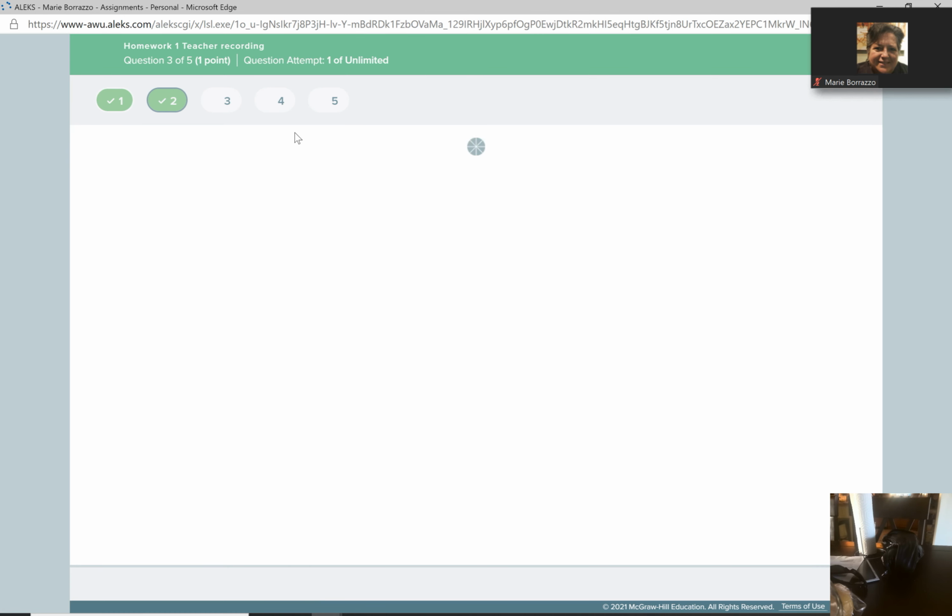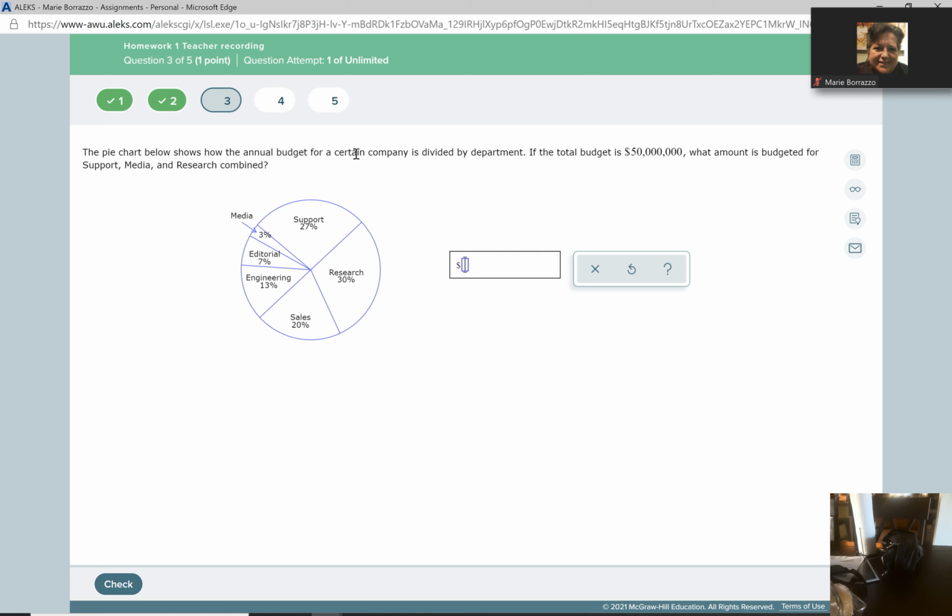Now we're looking at question 3. Okay, we're back to that pie. The pie chart below shows how the annual budget for a certain company is divided by department. So research department is 30%, sales is 20%, you get the idea. They're saying there's a total budget of $50 million, because we deal with these big numbers all the time. What amount is budgeted for support, media, and research combined?